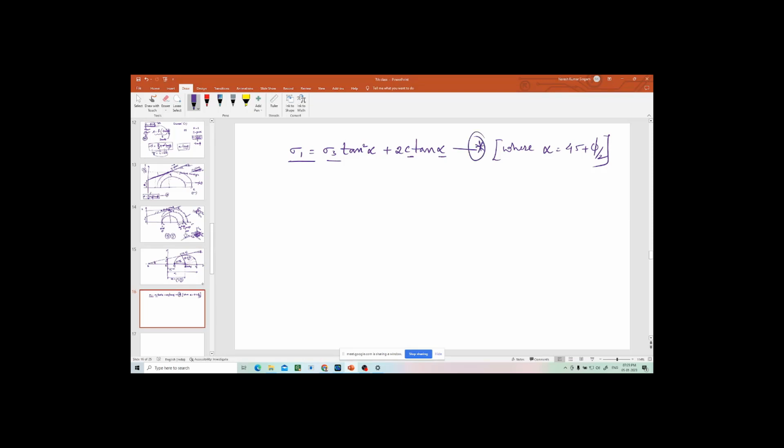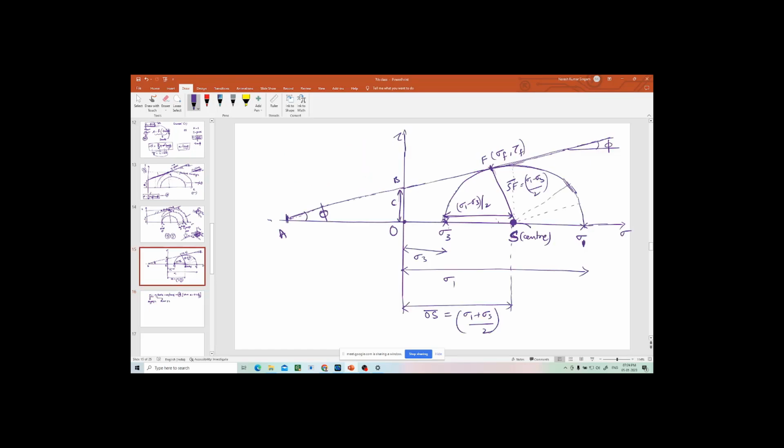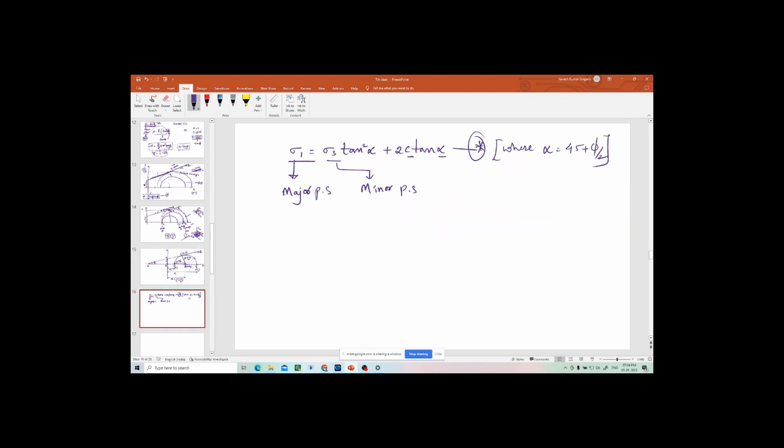Okay, sigma 1 equal to sigma 3 tan square alpha plus 2c tan alpha, where sigma 1 is major principal stress, and sigma 3 is minor principal stress. Suppose somebody wants to take this as sigma 3, just numbering is different. This has sigma 1, they just wanted to take this, that's it. Then the equation will be sigma 3 equal to sigma 1 tan square alpha, like that. Wherever sigma 3 you can write sigma 1.